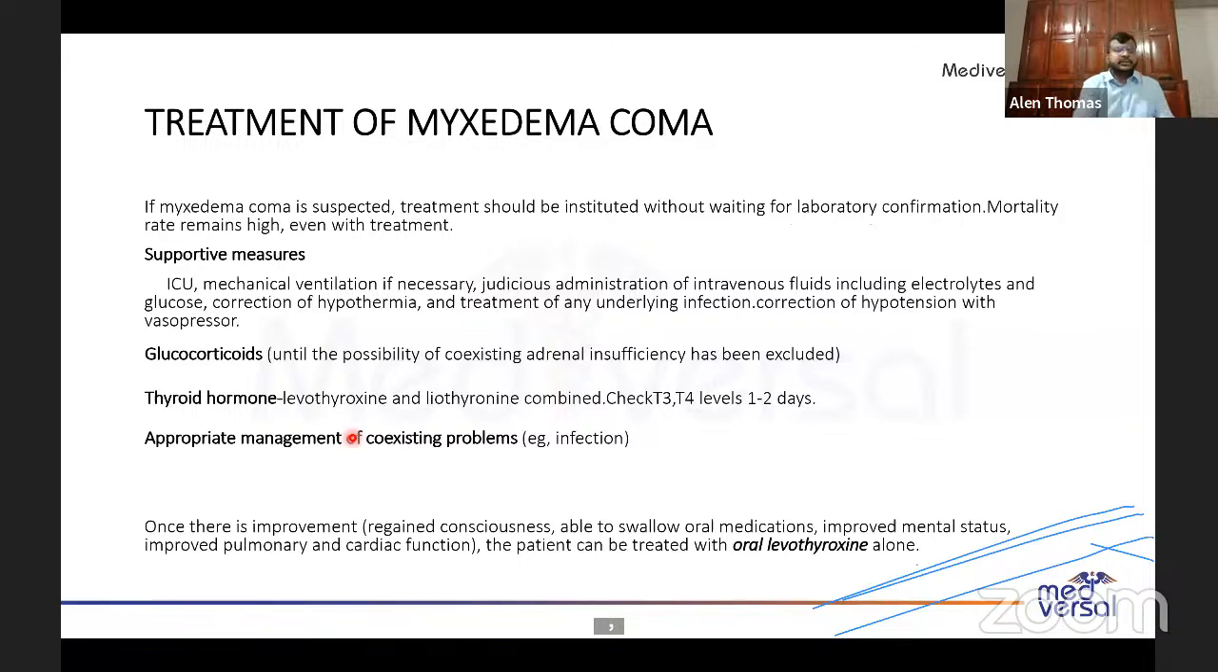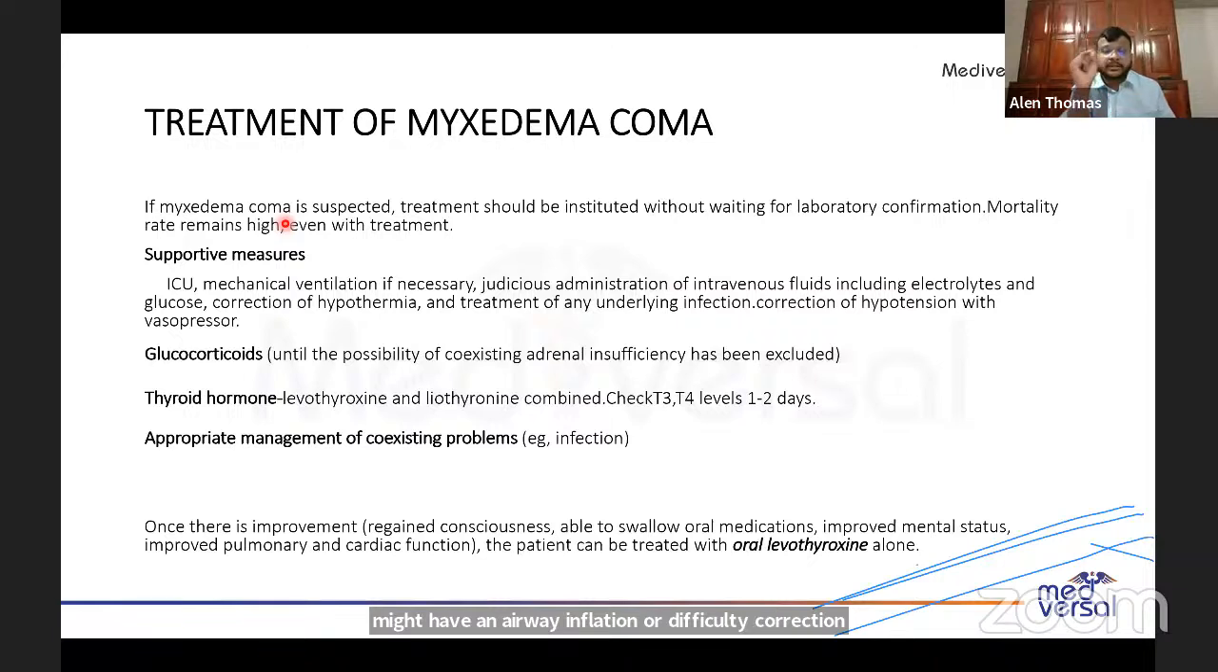Now, how do I treat? If you suspect it, treatment should be instituted without waiting for laboratory confirmation, because mortality is quite high, so start the treatment first. Supportive measures: ICU, mechanical ventilation if required, preferably by somebody senior, because you might have airway inflammation or difficulty. Correction of hypothermia, fluid and electrolyte management, and treatment of underlying infection.